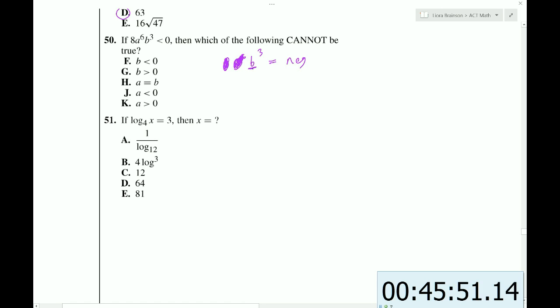So it must be this. It must be the case that b itself is negative. Then when I cube b, it'll still remain negative. So I know from this that b must be less than 0. So it cannot be true that b is greater than 0.